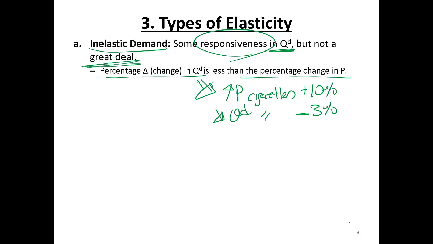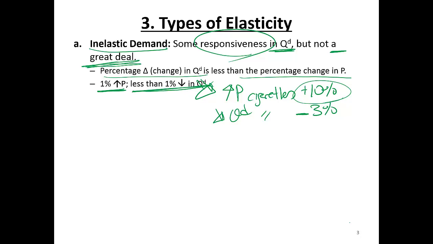How can you classify a great deal of response, or no response? Well, you just look at the initial change. Is the response greater than or less than the initial change? Well, negative 3 is definitely less. Therefore, you have an inelastic demand. The most general form is a 1% increase in price leading to less than a 1% decrease in quantity demanded.